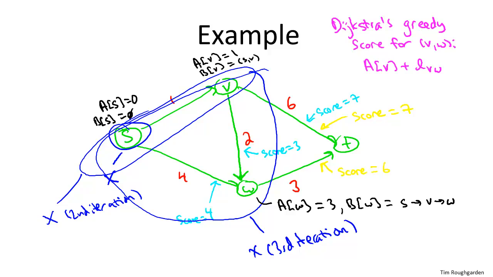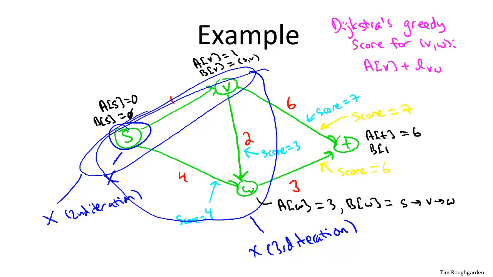So by Dijkstra's greedy criterion, we pick the edge WT instead of the edge VT, and of course it doesn't matter who gets brought into X, but it does matter how we compute the A and B values for T. So in the final iteration, we compute A of T to be the Dijkstra greedy score of the edge that we picked, which is the edge WT, and the score was 6. So we compute the shortest path distance from S to T to be 6.